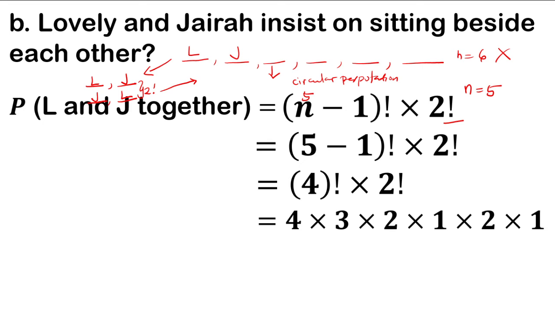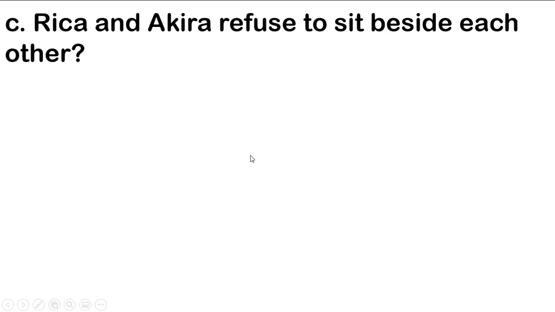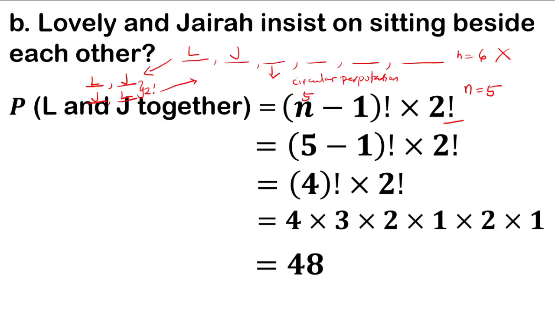Okay? So, Lovely and Jaira has 48 ways on how to sit beside each other. Okay? Next.